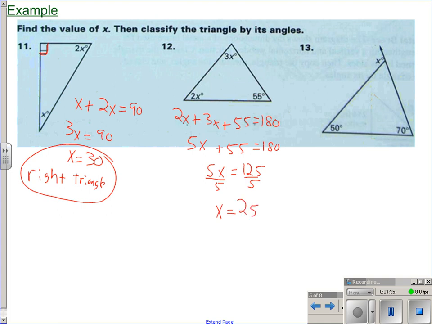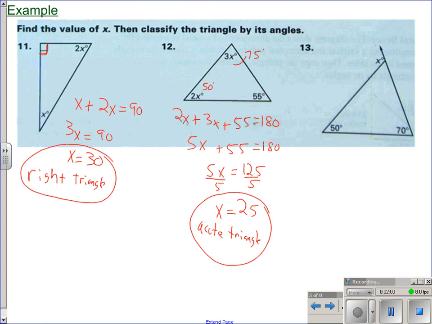Now, if x is 25, you plug it back into the angles. That means that's going to be a 75-degree angle, and this is going to be a 50-degree angle. So, to classify this triangle by its angles, all three of these angles are acute. That means this is an acute triangle.